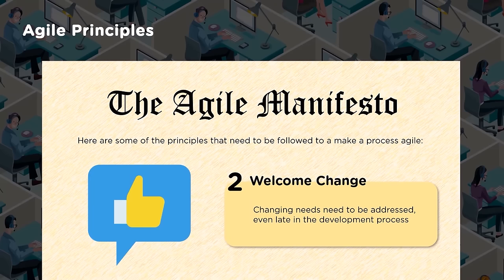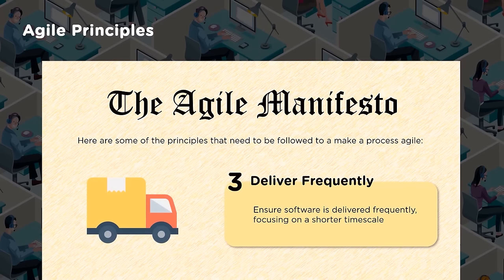Principle 3: deliver frequently. Ensure software is delivered frequently, focusing on shorter time scales. As I was mentioning while discussing the manifesto, I keep creating smaller pieces of product modules so that I keep putting them into the base model and integrating them. Ultimately, once all the features and functionalities are integrated, we have a product with all of them. This needs to happen more frequently. The release of those working pieces should happen repeatedly, so that the customer is seeing those working pieces, experiencing them and giving feedback. Quick changes to those working pieces then become easier.